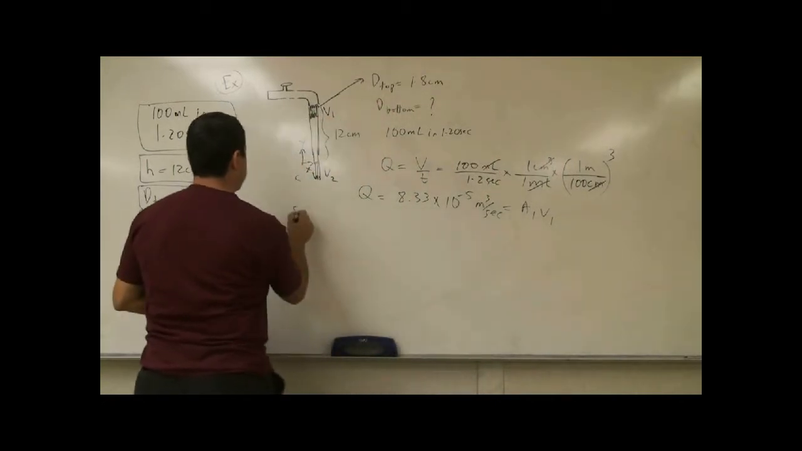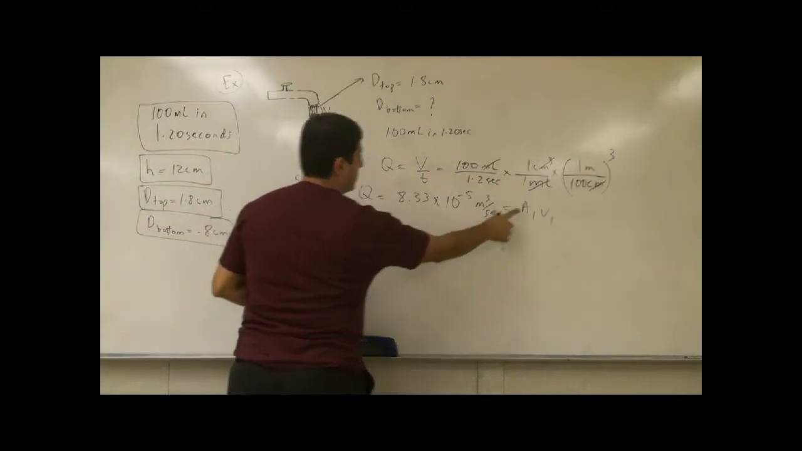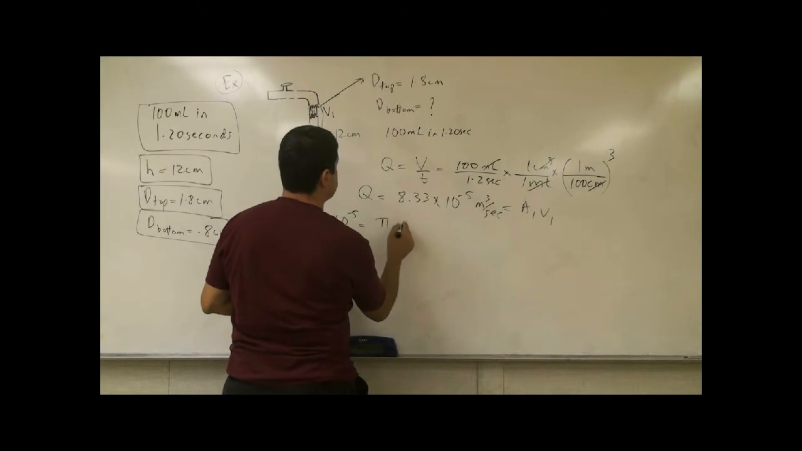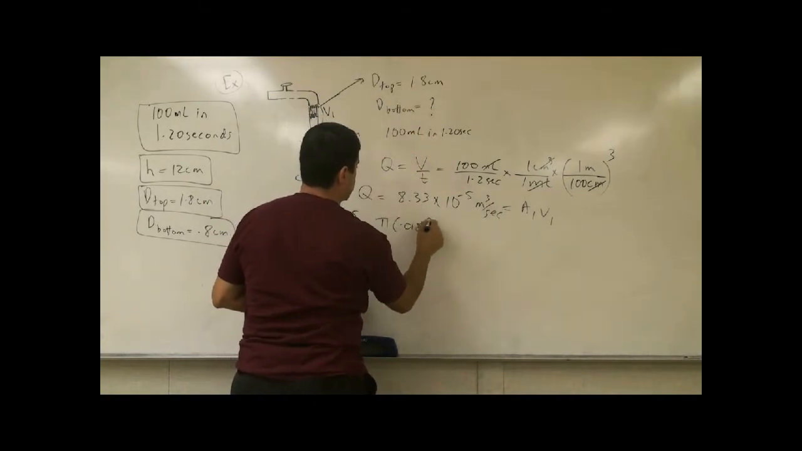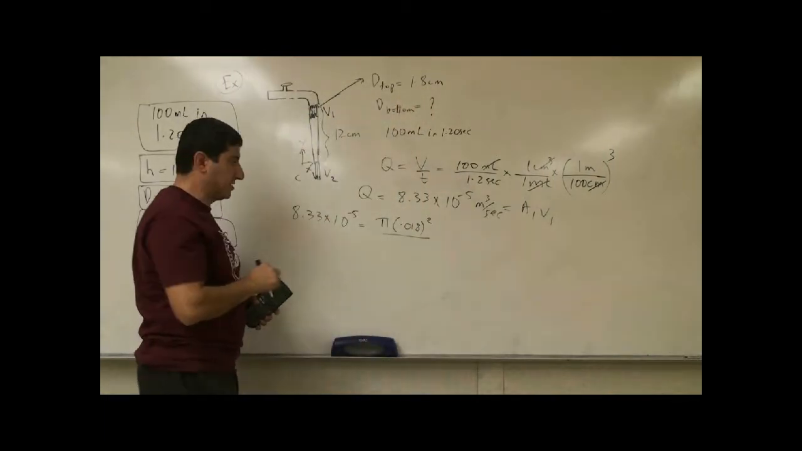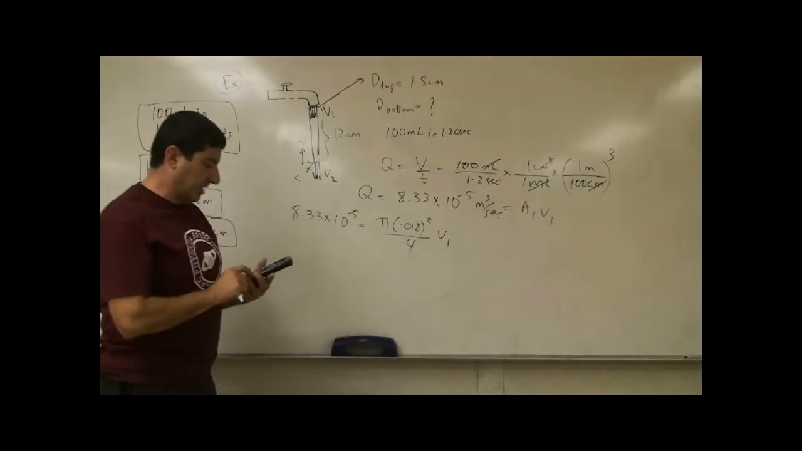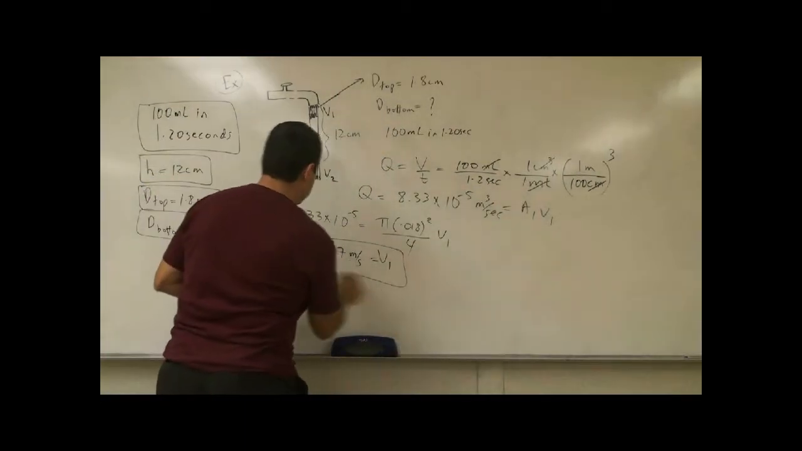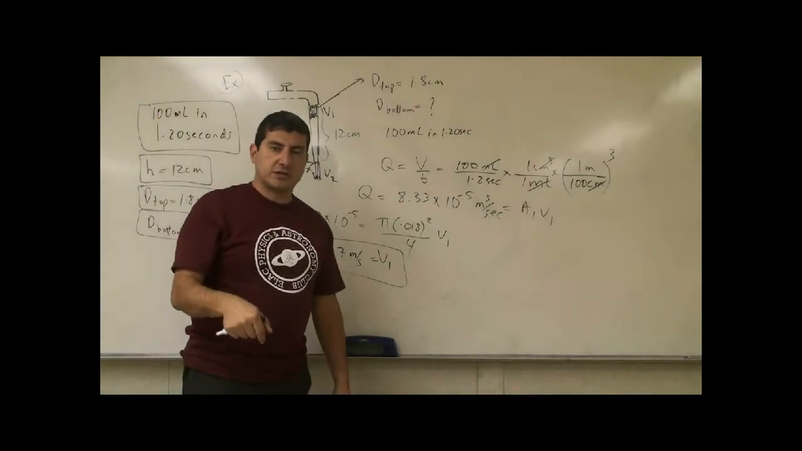So we have 8.33 times 10 to the negative 5 is equal to pi times the top diameter squared, 0.018 squared. So convert this to meters again, 0.018 meter, divided by 4 times V1. So take the answer that we got per second. So that's the initial velocity with which the water is going to be coming down.